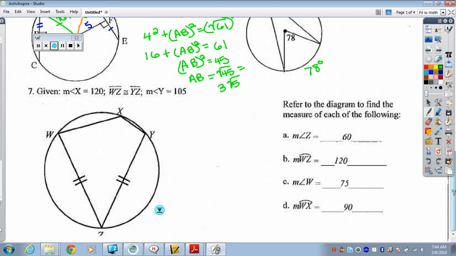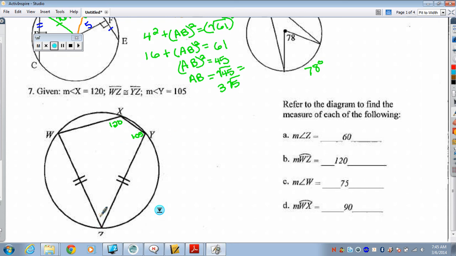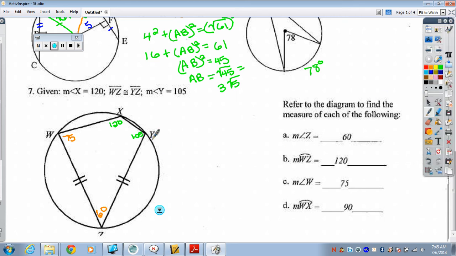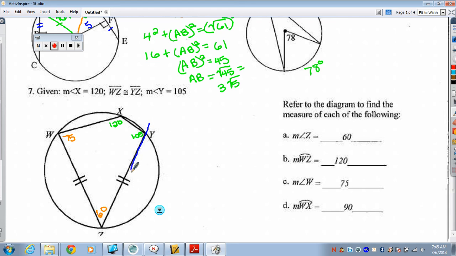All right, this one, a little bit harder. So we know x is 120, and we know y is 105. With that information, we know these two angles are supplementary. So this is going to be 60 degrees. We also know these two angles are supplementary, so this is 75 degrees. With that being said, when I look at angle Z, I know that this arc is twice of that angle because that angle is an inscribed angle. The vertex is on the circle. 60 times 2 is going to be 120 degrees.